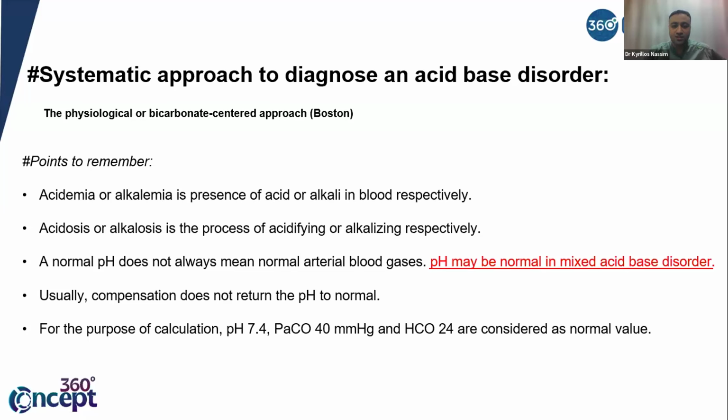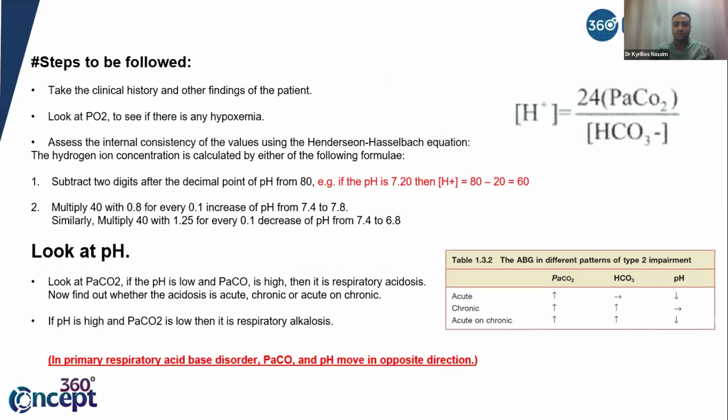Usually, compensation doesn't return the pH to normal, that is a high yield point. And for the purpose of calculation, a pH of 7.4, CO2 of 40 and bicarb of 24 are considered normal values. So let's begin with the steps to master ABGs. First of all, it is a bedside machine, so we can take the clinical history and other findings of the patient. And second, my step is to look at the oxygenation.